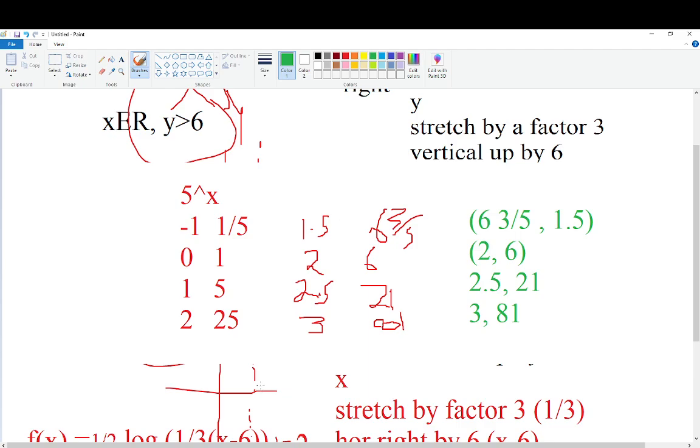It's here because everything got elevated by 2. 2, 6. Let's see, 2, 6 is here. And then 2.5, 21 is way up here, and 3, 81 is way up here. So I get this. It's really stretched, right?